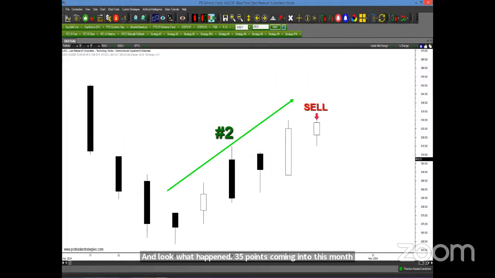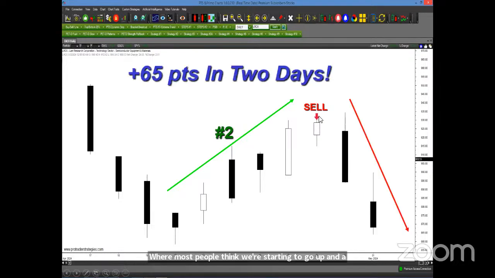Here's another example in LRCX, all right? Here's phase 2. Phase 2 is the bounce, where most people think we're starting to go up, and a sell signal was generated right at the high of that bounce. And in 2 days, you could have potentially captured 65 points. Once again, an expensive $900 stock, but who's to say you couldn't have purchased some really inexpensive puts? So there's lots of ways to trade even the expensive issues.